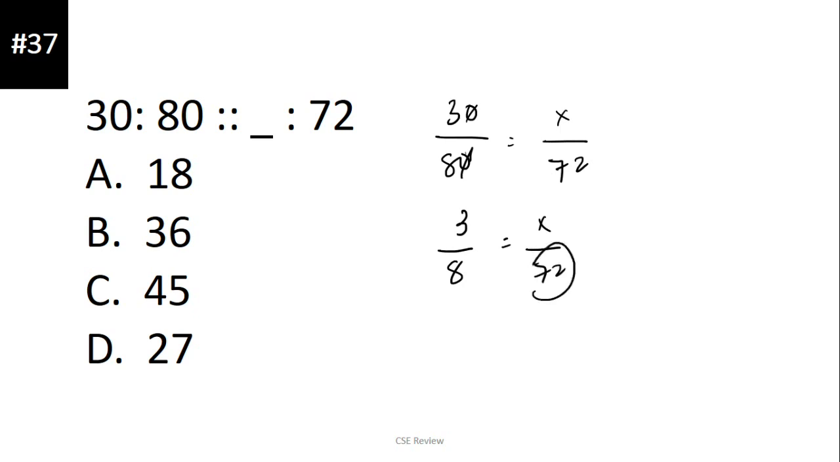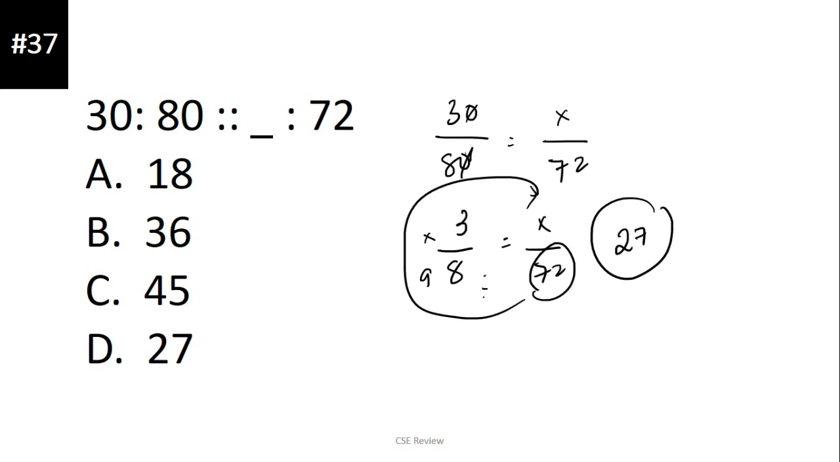Ito madali na kasi 72 divided by 8 is already easy. 72 divided by 8 is 9. Times 3 is going to give us 27, which is letter D.